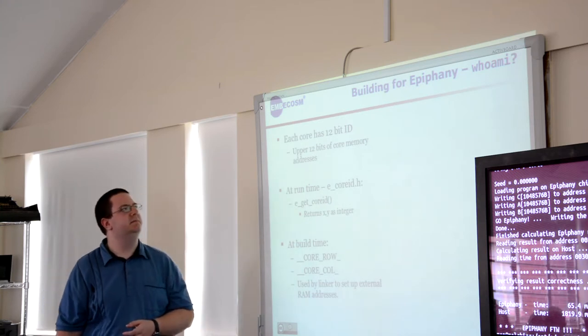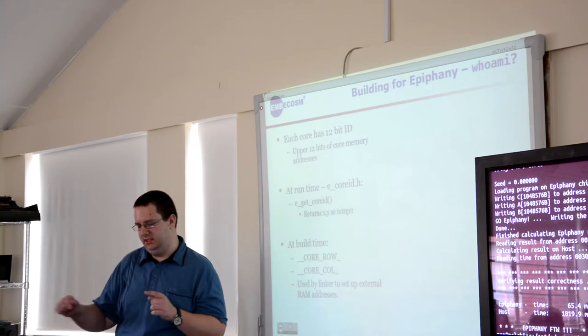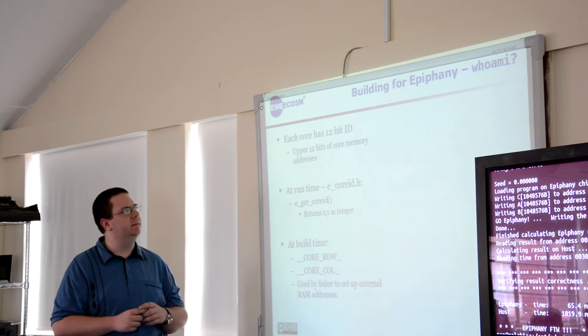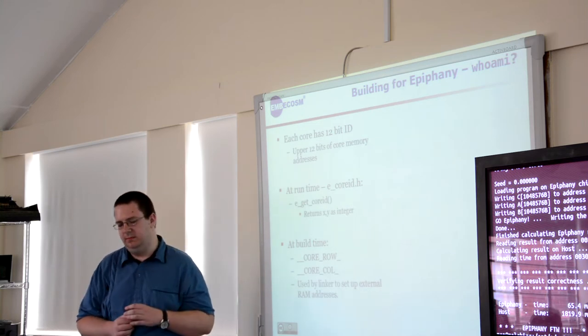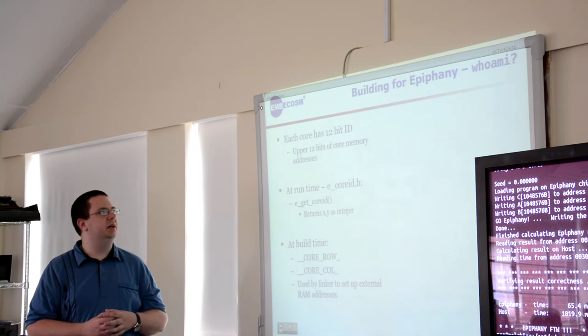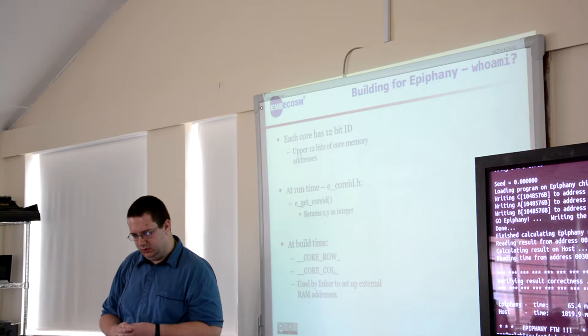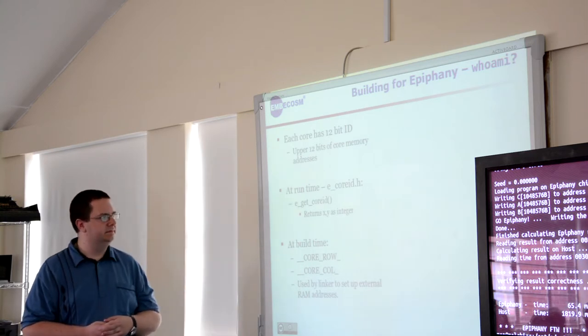To do this, each core has a 12-bit identifier, 6 bits for its x-coordinate and 6 for its y. And because Epiphany has a global 4-gig shared memory, these 12 bits form the upper part of memory addresses for the core, which enables stuff like reading and writing from one core to another.